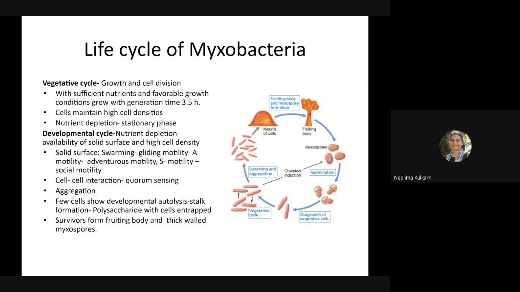So, in the presence of a solid surface, they will show swarming or gliding motility. Two different types of motilities are shown by these organisms, not only in the developmental cycle but even in the vegetative cycle. Particularly in the developmental cycle, they show what is known as social motility or S motility, and in the vegetative phase, they show A motility. In the developmental cycle, both A motility and S motility are seen.